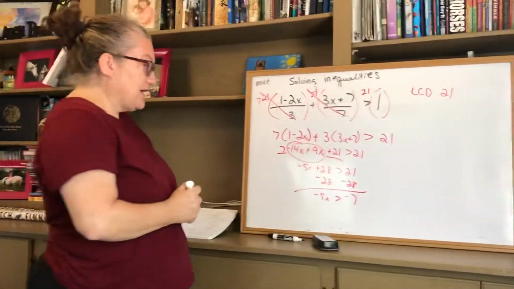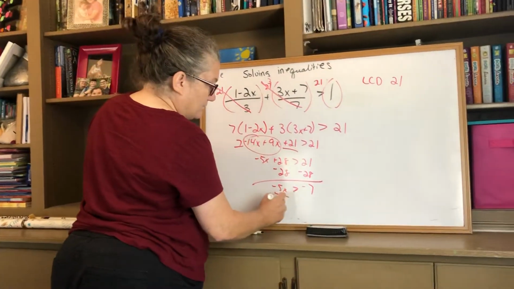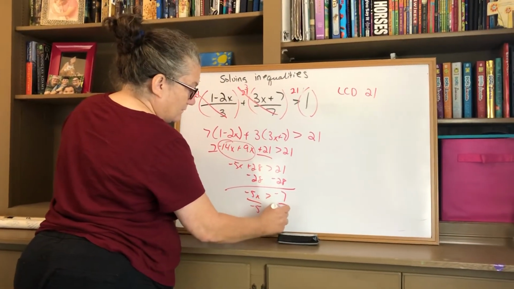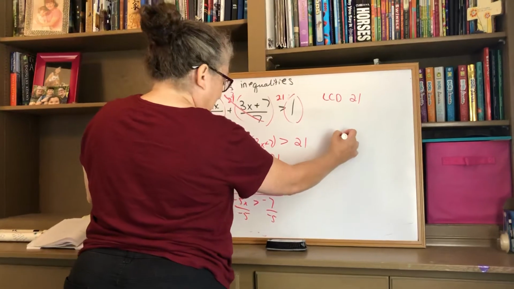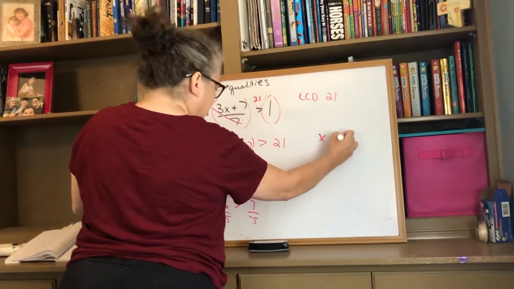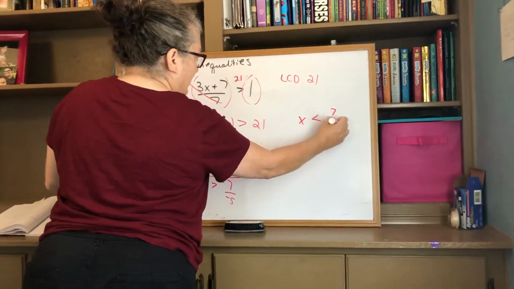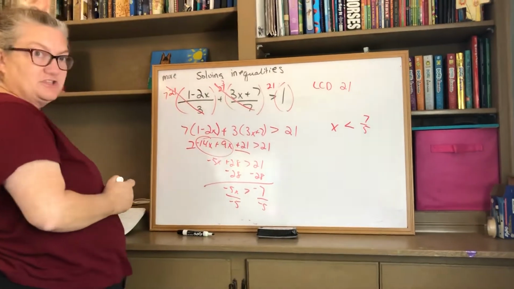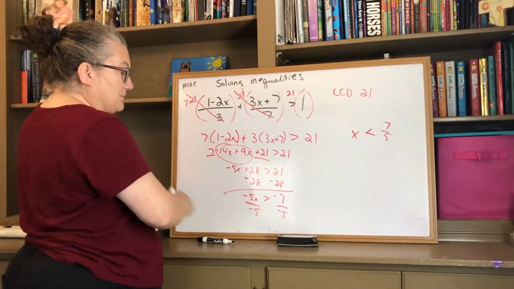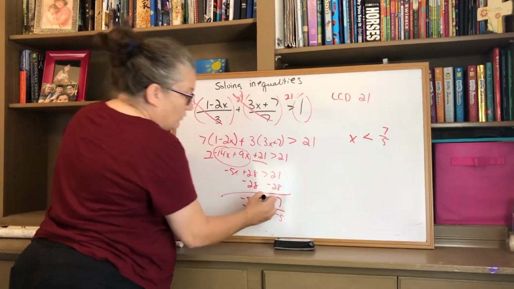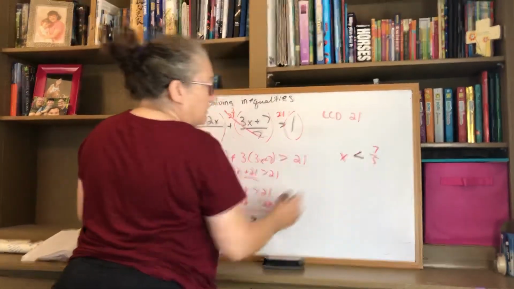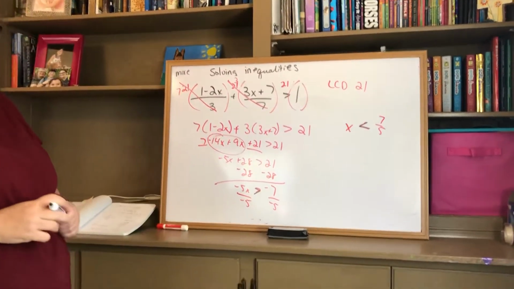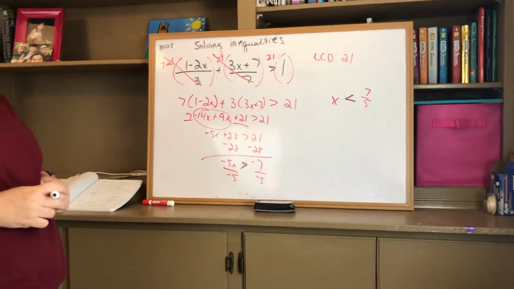What happens when we divide by negative 5? We get x is less than 7/5, because we have to change the direction. Remember, when we multiply or divide by a negative, we change the direction of the inequality sign. That's the only time we change it.